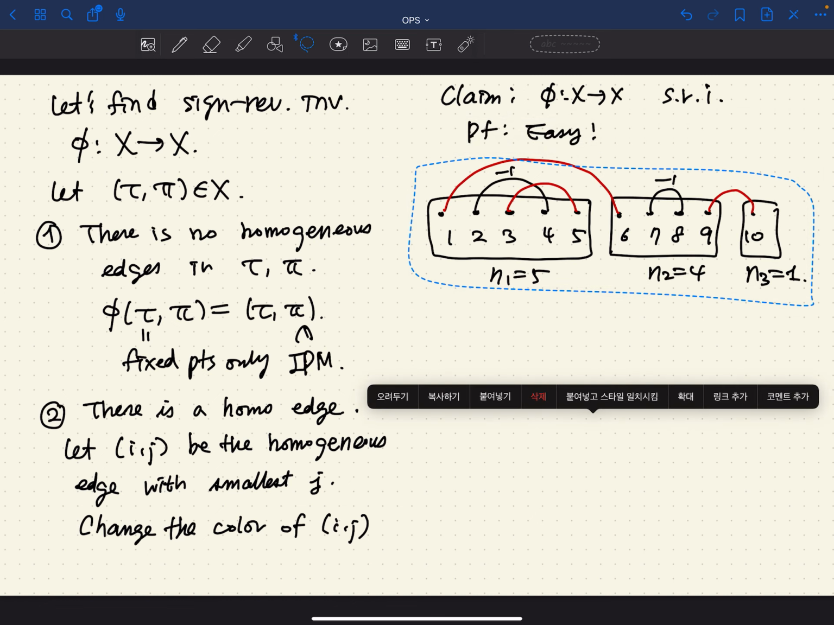This is obviously an involution, because if you are at a situation like this, this is still the smallest homogeneous edge with smallest j. So you will change this color, you will get this back. It changes the color of one edge, so it changes the sign. So that's it. It's a sign reversing involution with fixed point exactly the homogeneous perfect matchings. That proves this with a sign reversing involution. Okay. There's the proof. So very nice proof.